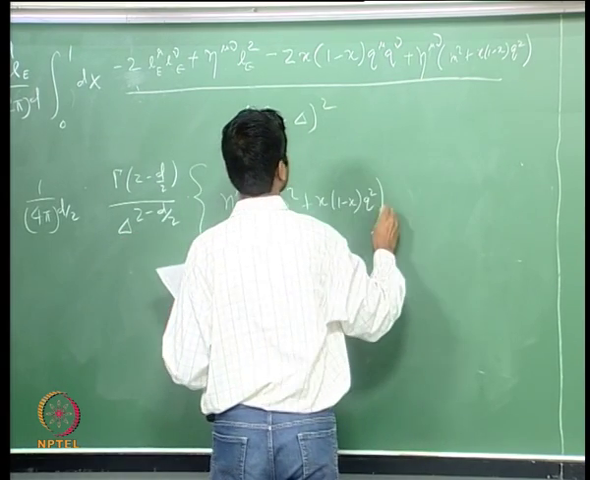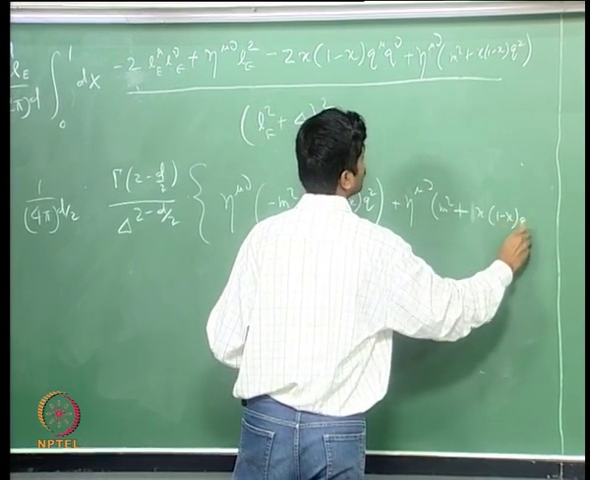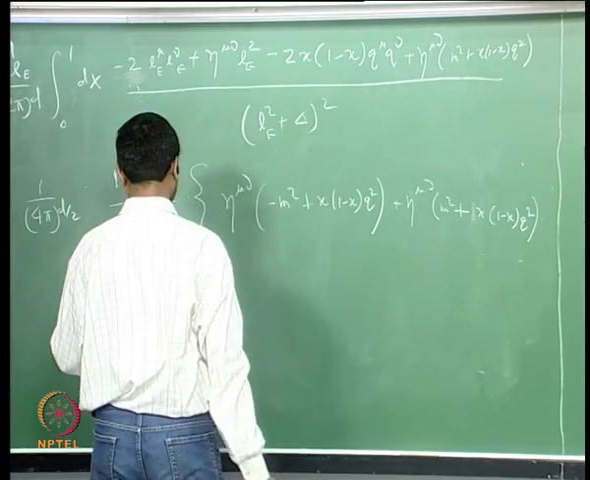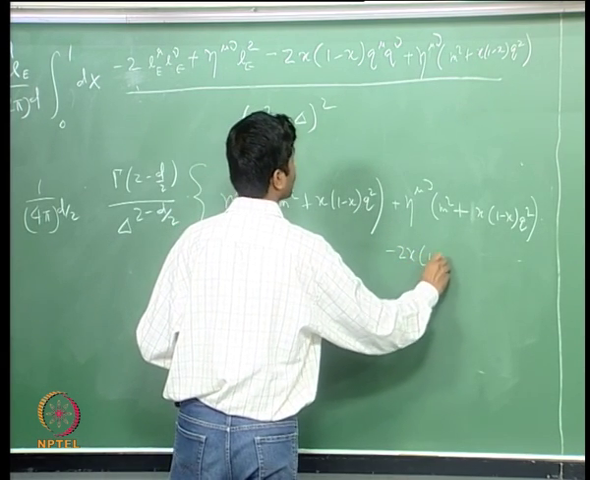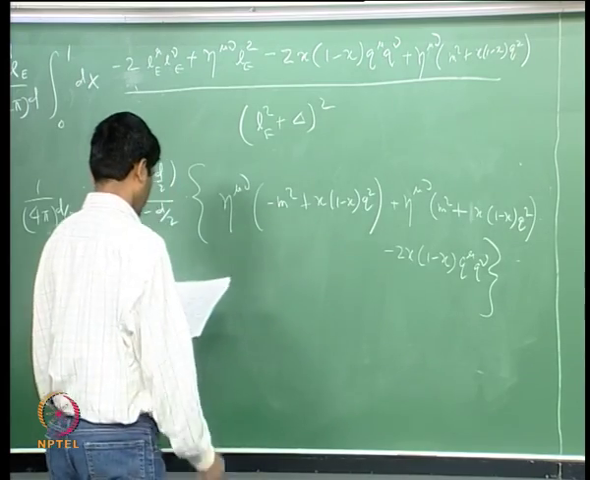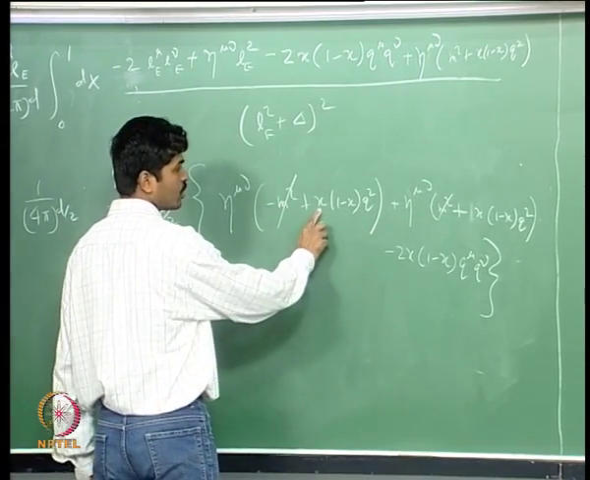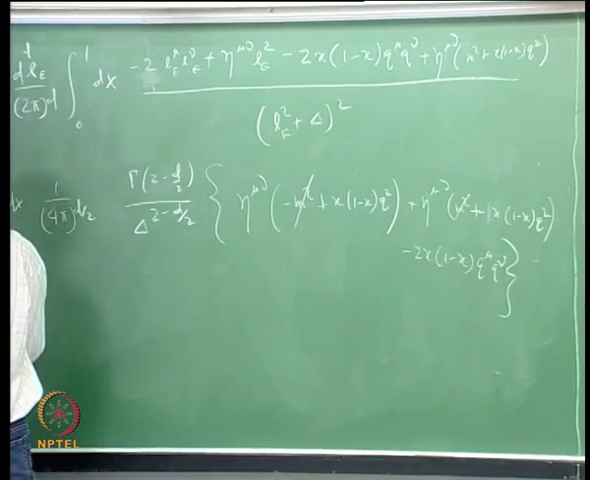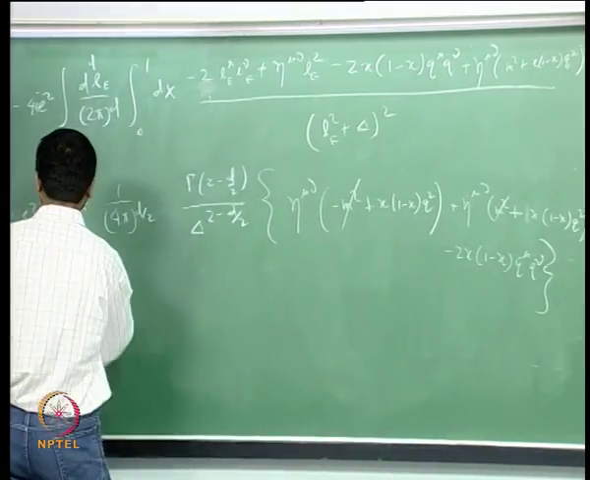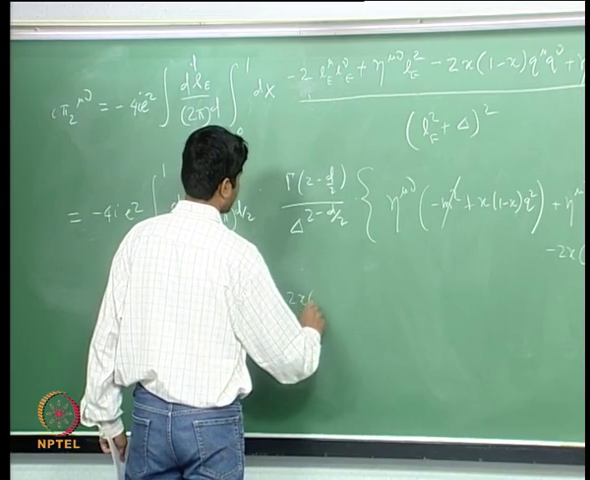And this term here plus eta mu nu m square plus x into 1 minus x q square, and finally you have minus 2 x 1 minus x q mu q nu. But now you can see that this m square here cancels with this m square, and this becomes 2 x 1 minus x q square. So, at the end of the day what you get here is there is a common factor of 2 x times 1 minus x. So, minus 4 i e square integral 0 to 1 dx 2 x into 1 minus x.